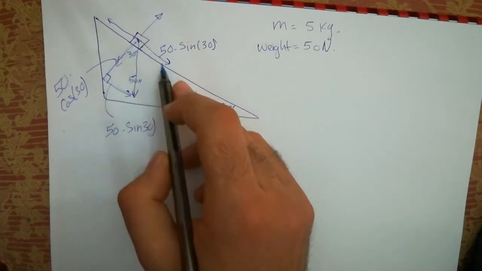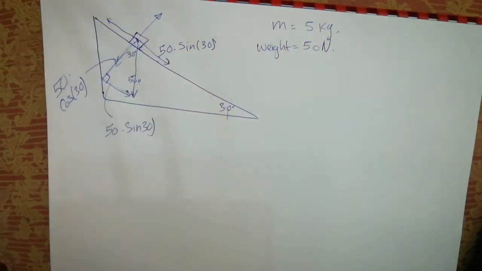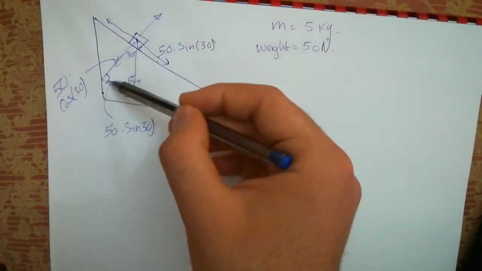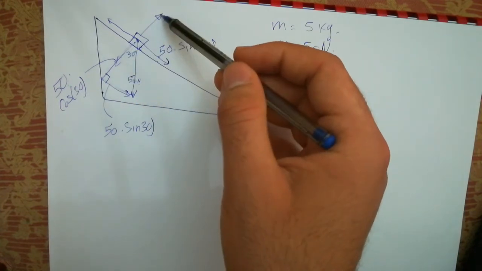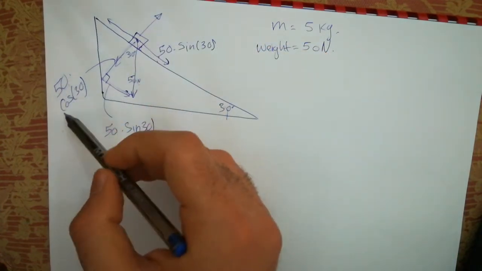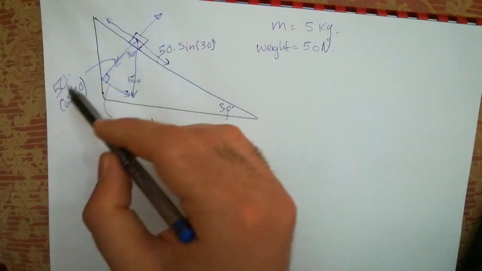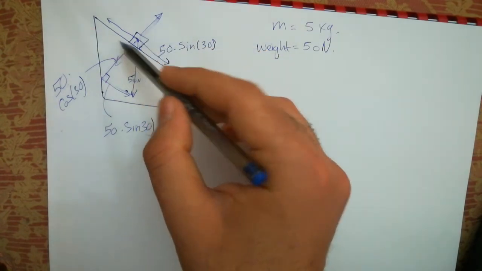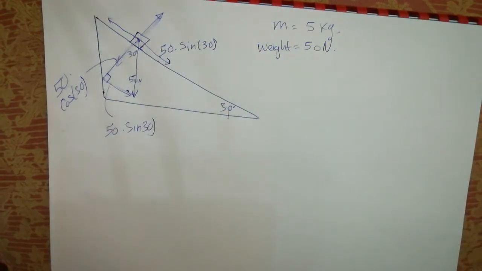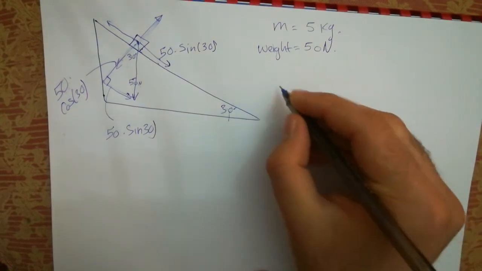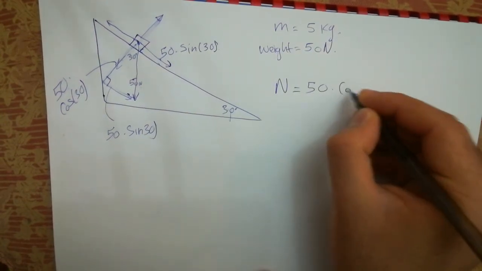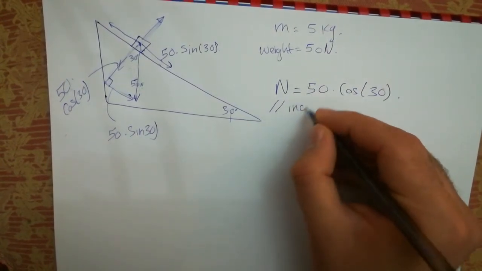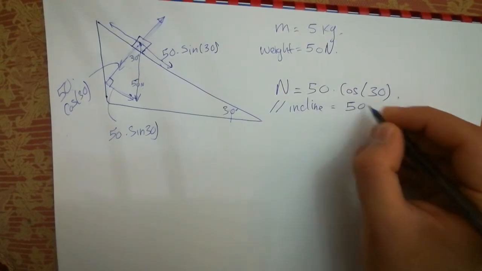So 25 newtons is pulling down on the object to slide it. We also have a normal force, and the normal force is equal to 50 cosine 30. Since this is equal to 50 cosine 30, the opposite and equal force, the normal force to this plane, is equal to 50 multiplied by cosine 30. So the normal force is known, and the force that is parallel to the incline is equal to 50 multiplied by sine 30.